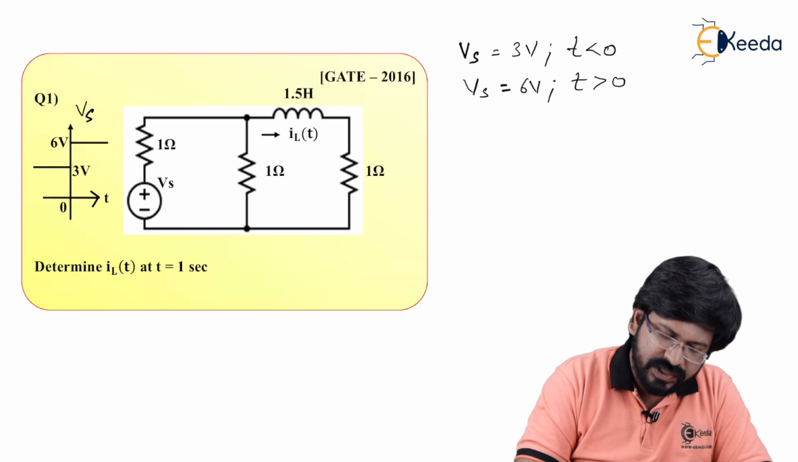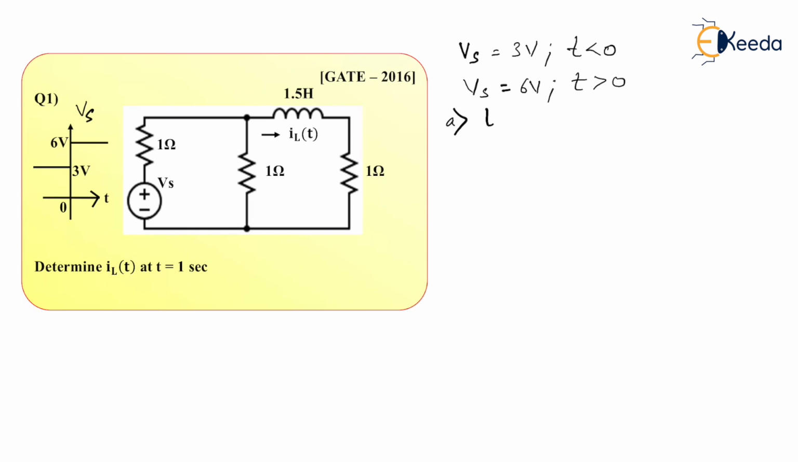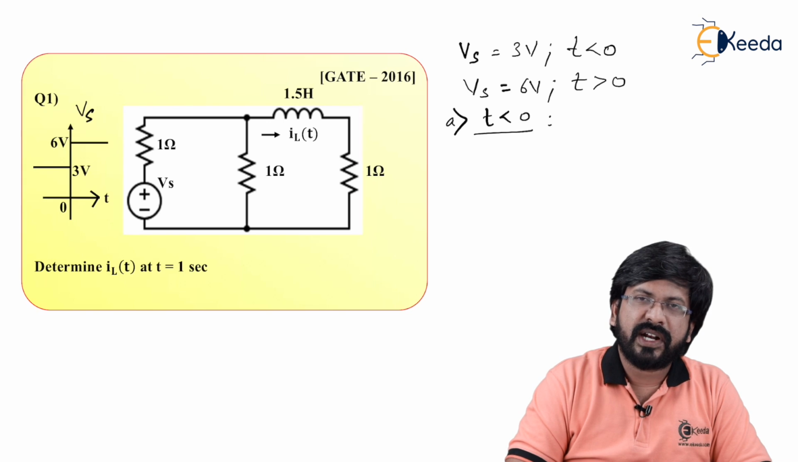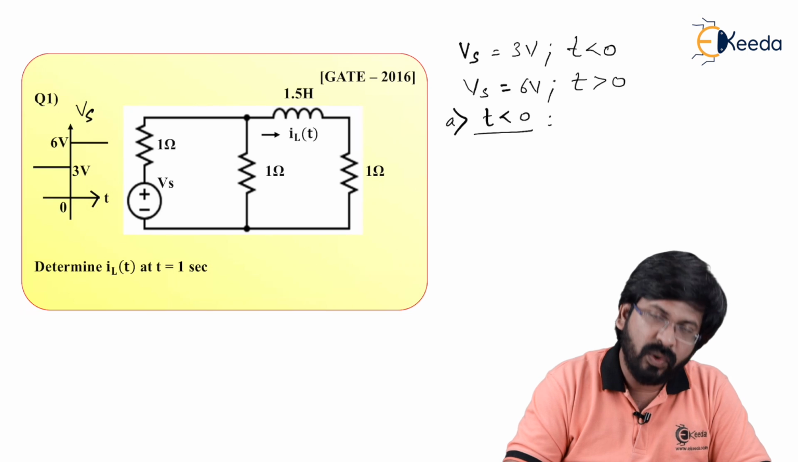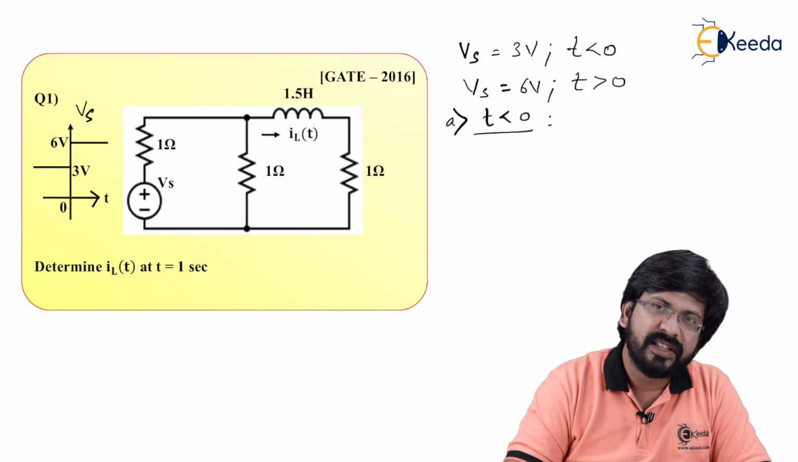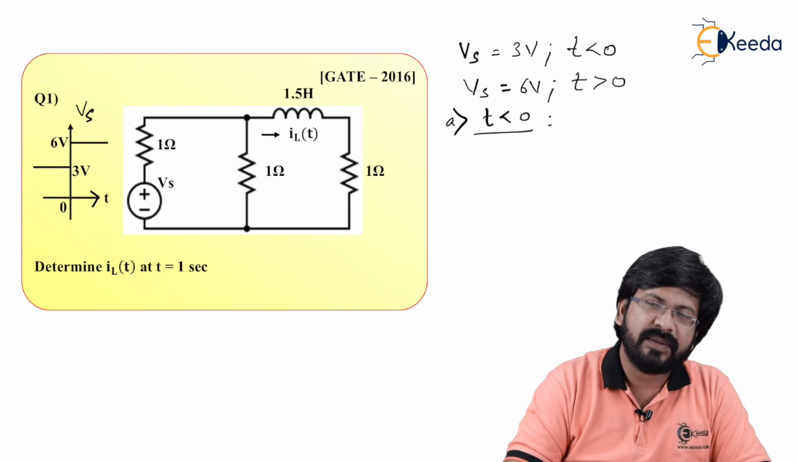So let's see what happens for t less than 0. You shouldn't forget the aim to come at t less than 0. It is just to find initial conditions. And what are initial conditions? I0 and V0. I0 for inductor and V0 for capacitor. So let's see what is there in this problem. As you can see, there is an inductor. So our ultimate aim is to find I0.